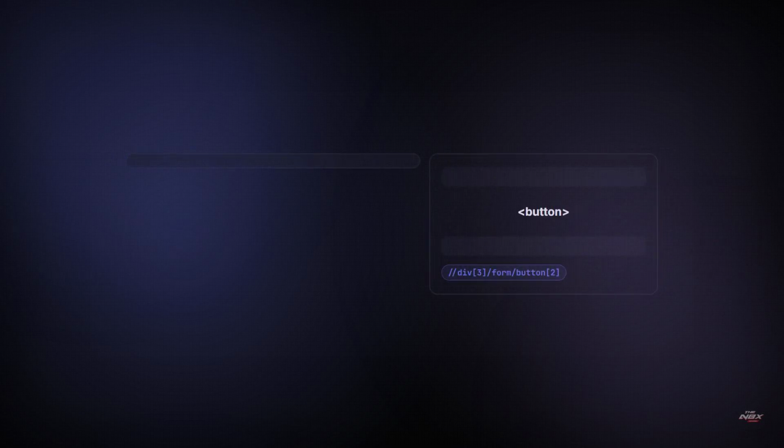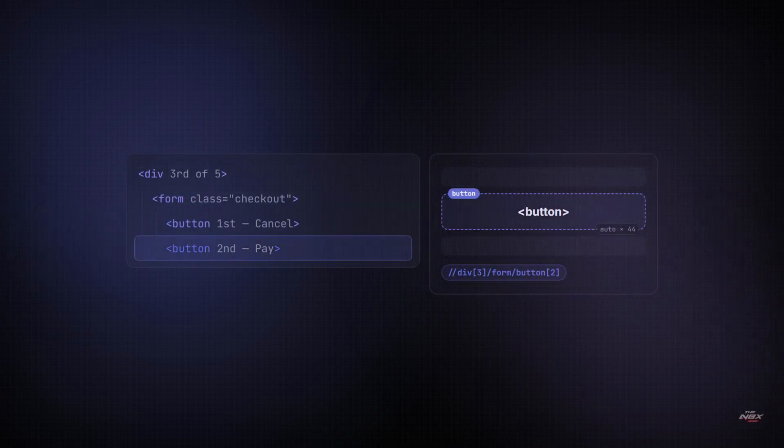Which brings us to the bottom of the pile. Raw CSS and XPath do work. But look at what this one is really saying. The third div, then the form, then the second button. Those are directions through the furniture, not a description of the thing.